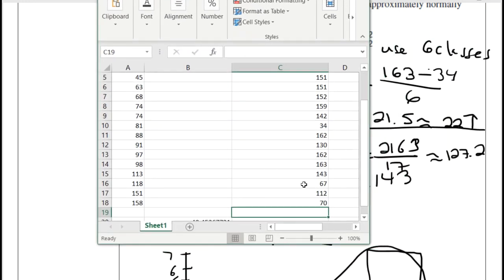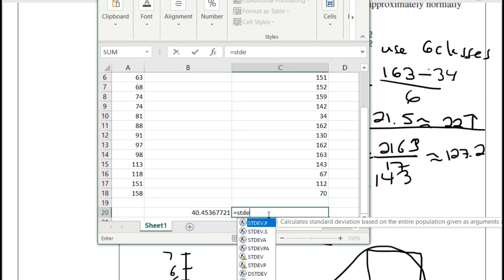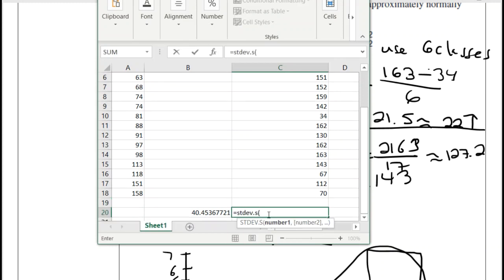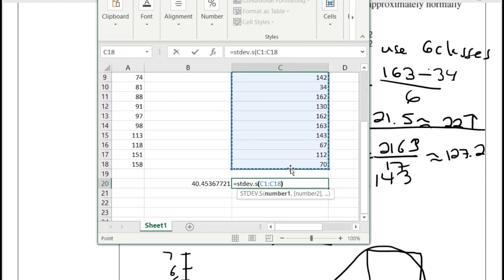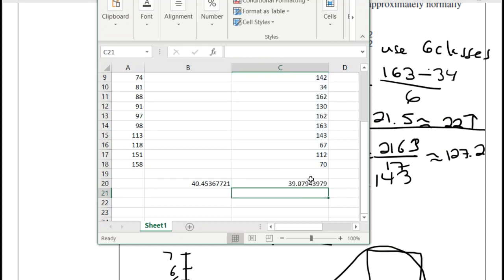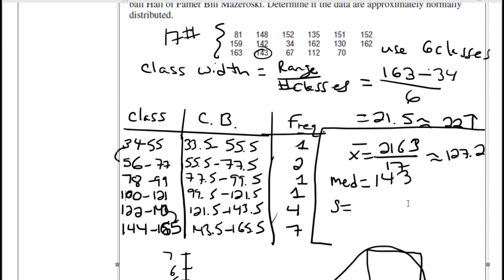Okay, so once we type in the data, I'm going to use the command that I showed you guys. So equals STDEV.S, standard deviation, and then you highlight your numbers after you put parentheses, and then close the parentheses, enter. And that's our standard deviation, so it's about 39.1-ish. So I'll round it to 39.